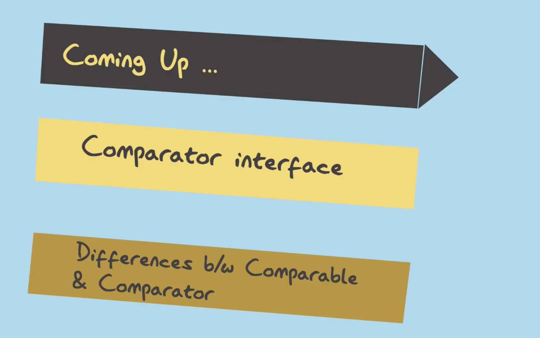That is all on the Comparable interface. In the coming part of this video, we will explore the Comparator interface and how to use it to sort a list and array using the same example, along with the differences between the two.